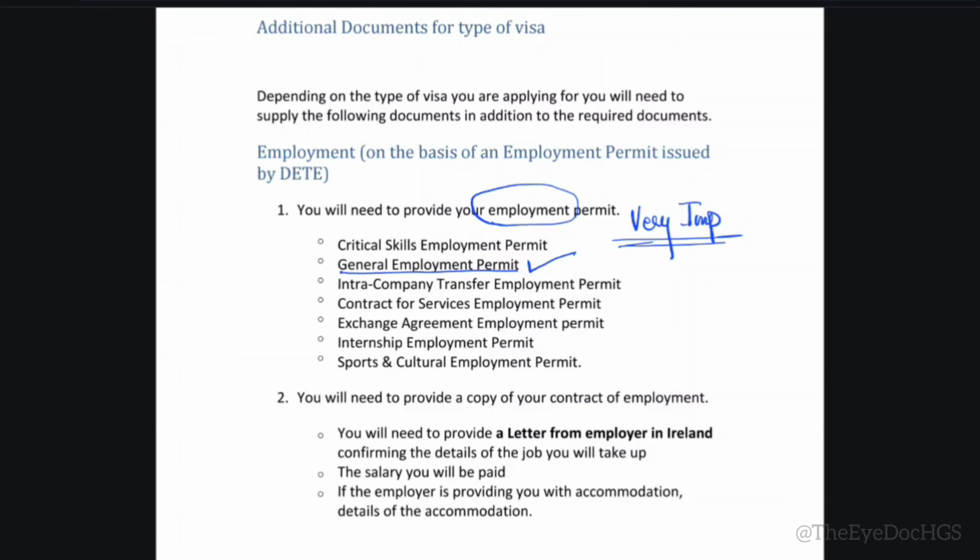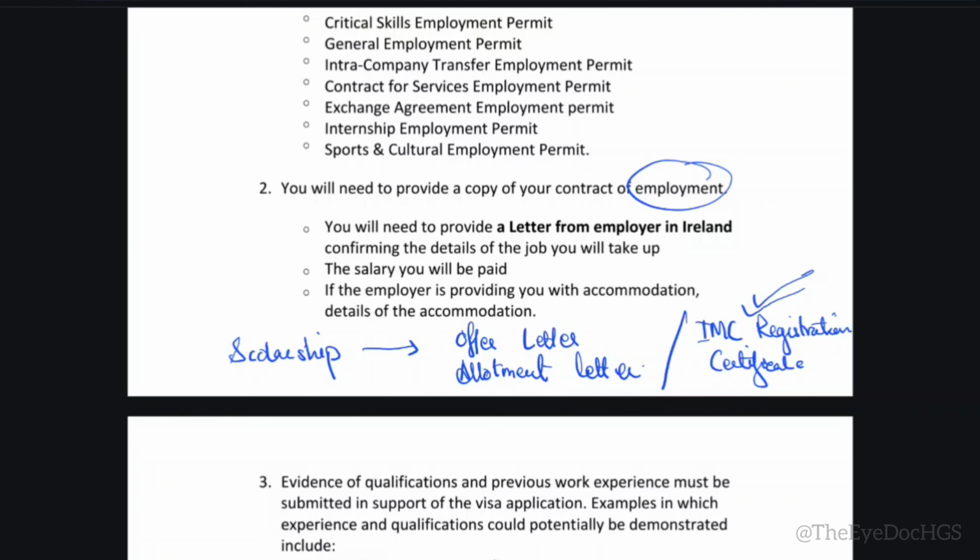Another important thing that you require is a copy of the contract of employment. This is a letter from the employer in Ireland which should confirm the details of the job, the salary, and if the employer is providing you accommodation, you can give this additional information as well. This contract is basically sent by the HR of the hospital, so you need to contact them for this. You can add additional letters like an offer letter, allotment letter, and IMC registration certificate.